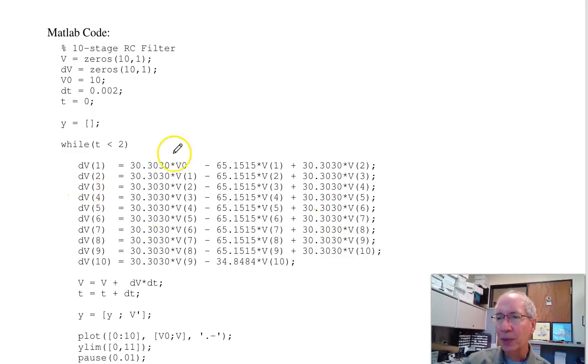And the corresponding Matlab code. Again, where these numbers come from, that's from the circuit. Every circuit is described by a different differential equation. You've got to analyze the circuit to find out what that differential equation is. Once you find it, I can solve using Matlab.